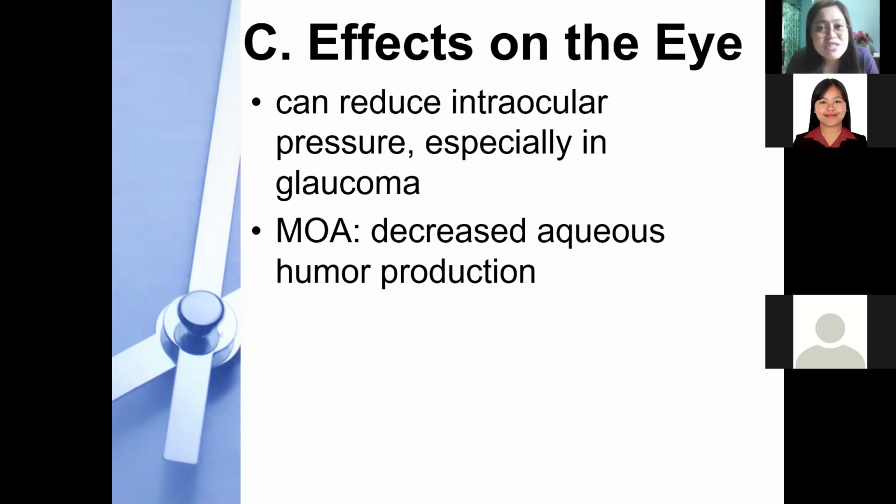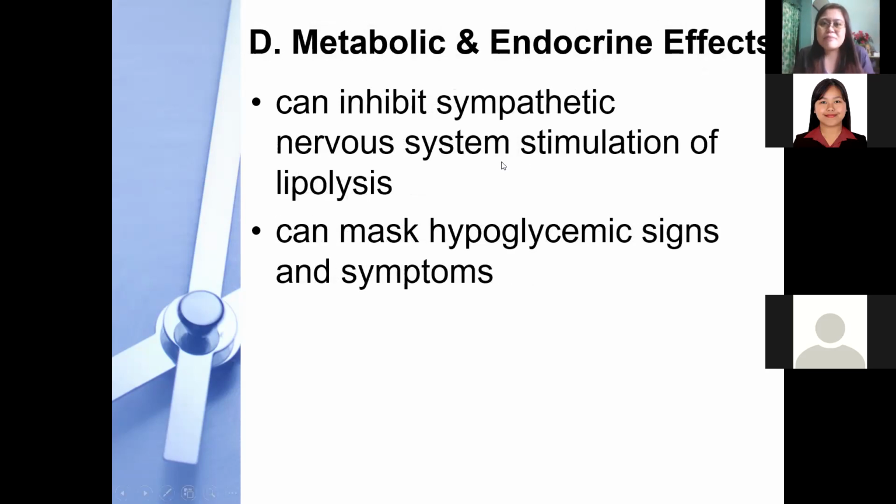And that is the reason why we have beta blockers na instead of giving them to hypertensive people or those with heart conditions, we give the drug to glaucoma. So, di ba, the problem with glaucoma is there is increased intraocular pressure. So, we can give this para mag-decrease. Next, metabolic and endocrine effects.